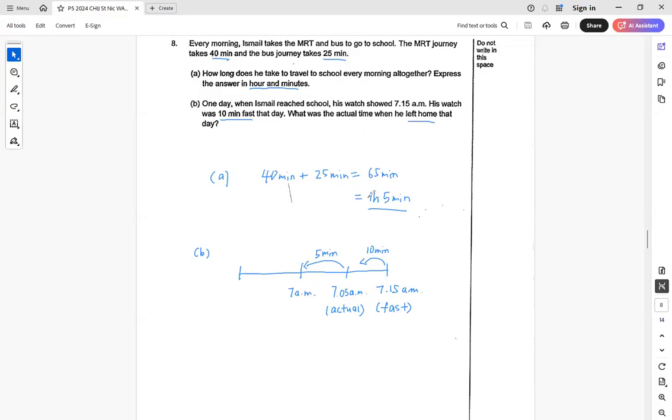And then remember, we have to go back another 1 hour. So 7 a.m., we go back another 1 hour, will be 6 a.m. So the answer for part B will be 6 a.m. Okay, so part A, take note, is 1 hour, 5 minutes. And then part B will be 6 a.m. He will have left home at 6 a.m. Okay, so let's move on.